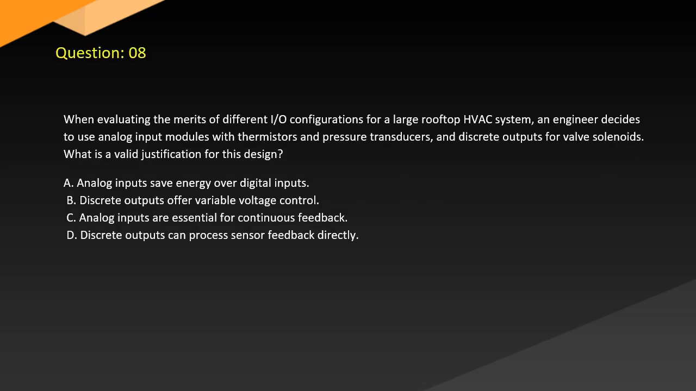Question 8. When evaluating the merits of different I/O configurations for a large rooftop HVAC system, an engineer decides to use analog input modules with thermistors and pressure transducers and discrete outputs for valve solenoids. What is a valid justification for this design? A. Analog inputs save energy over digital inputs. B. Discrete outputs offer variable voltage control. C. Analog inputs are essential for continuous feedback. D. Discrete outputs can process sensor feedback directly.